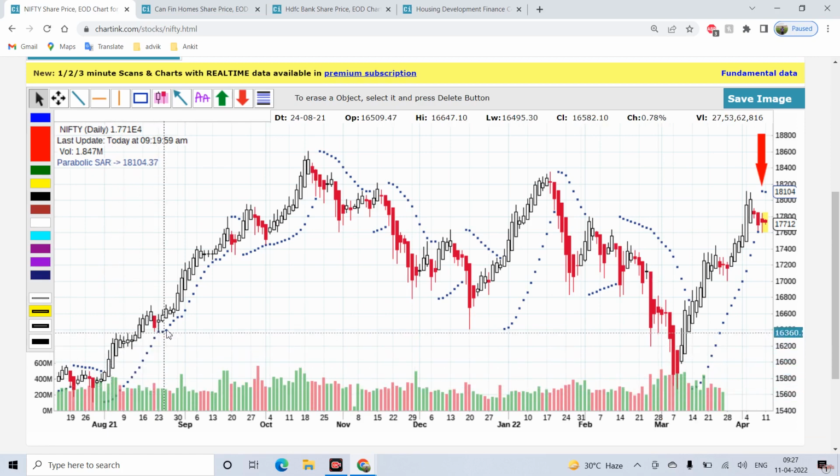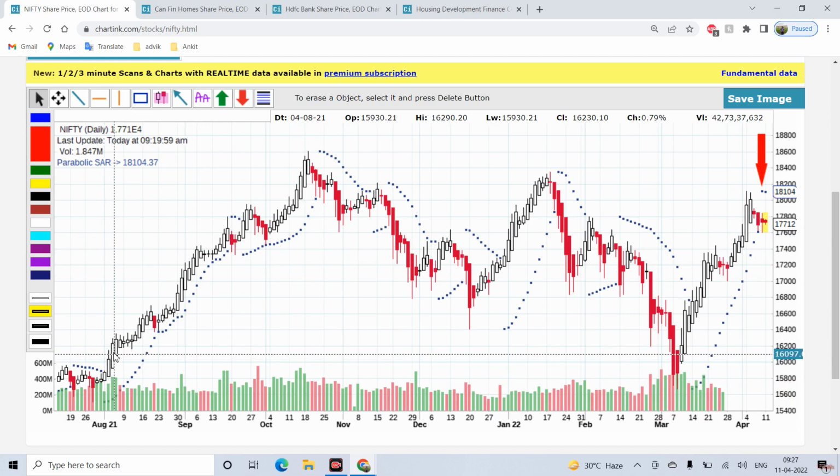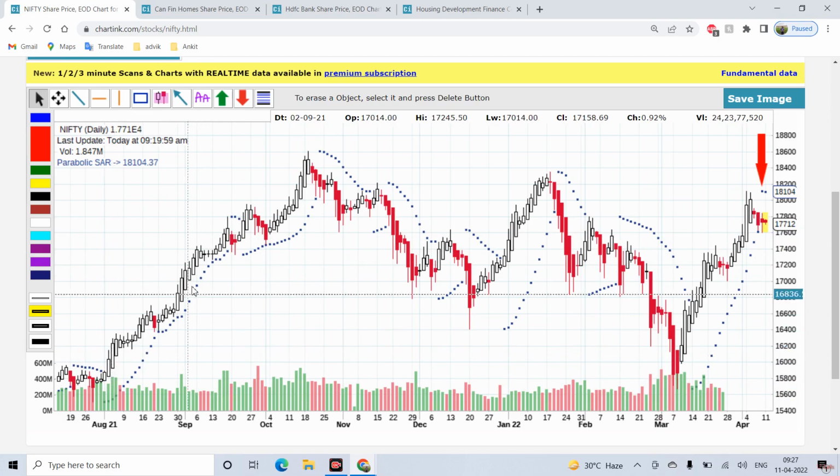The dot was all the time down until here. This is the first time the dot started going up, for a few days only. So this is where PSAR has given us a buy at 16,000 or 16,100, and then it went all the way till here, 17,400. So calculate 17,400 minus 16,100, that's 1,300 points on Nifty.